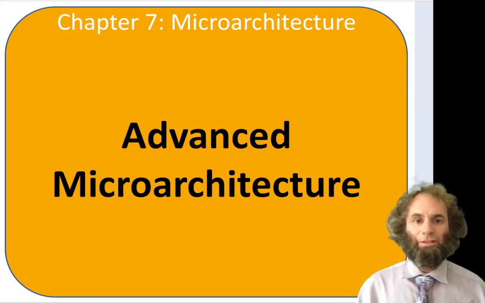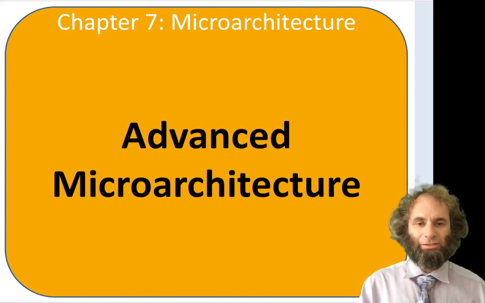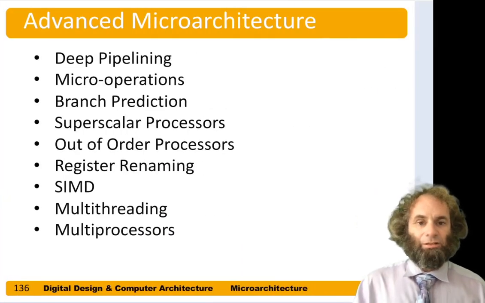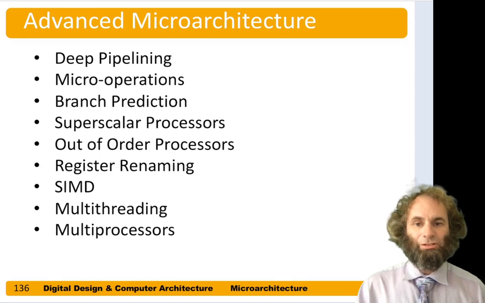Hello! In this video, we'll talk about advanced microarchitecture. So far we've covered three fundamental microarchitectures for the RISC processor: the single cycle, the multi-cycle, and the pipeline processor. The single cycle was the simplest. The multi-cycle broke our instructions into multiple smaller steps, and it was able to reduce the amount of hardware and share a single memory for both instructions and data, but it came with performance loss. The pipeline processor overlapped instructions and was quite a bit faster.